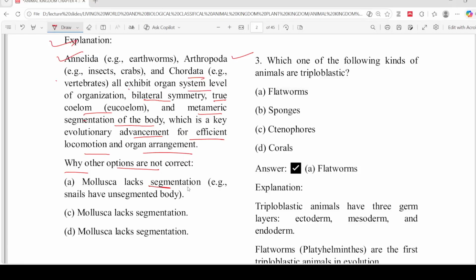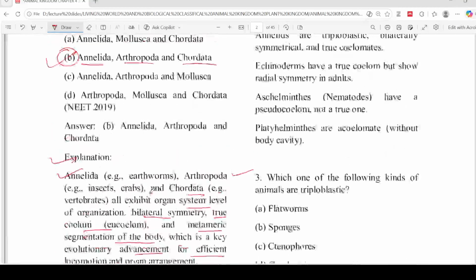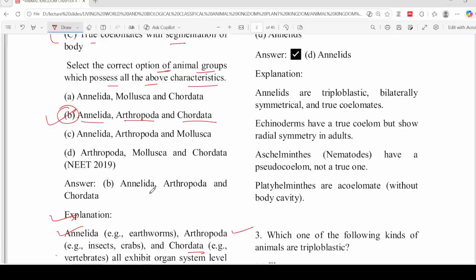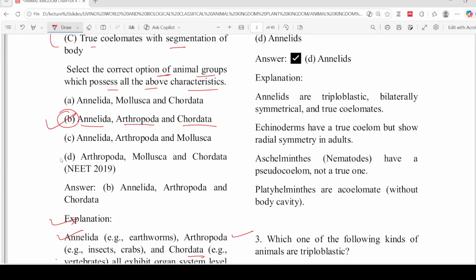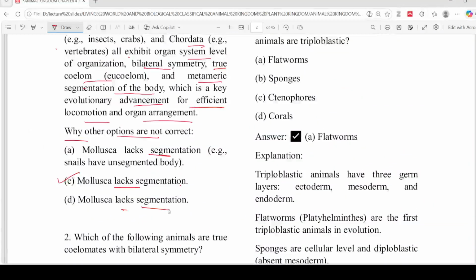So mollusca lacks segmentation. We know very well that mollusca don't have any kind of segmentation in their body. Among these four options, mollusca are common in all options. That's why I have given you that mollusca lack segmentation, like snails. So let's move to the next question.